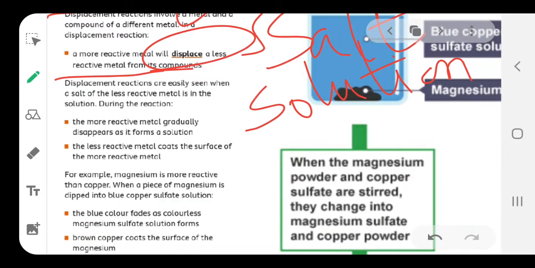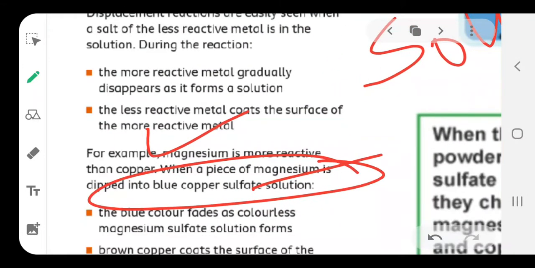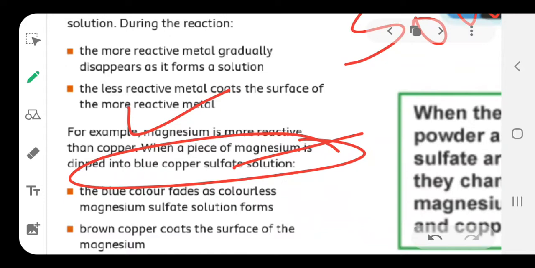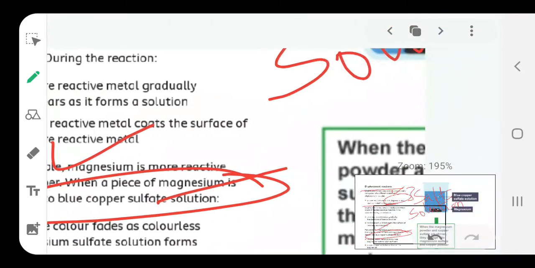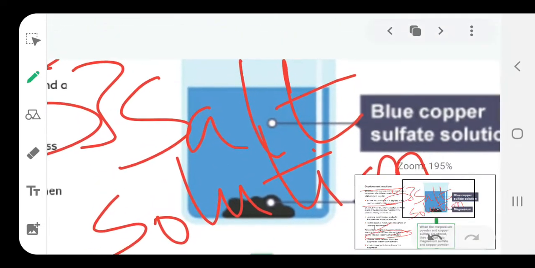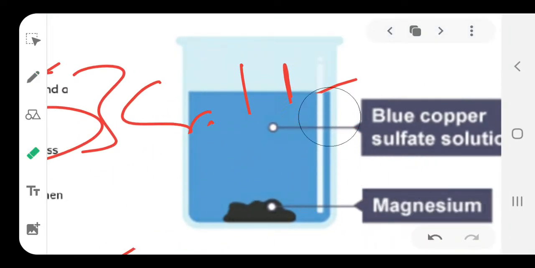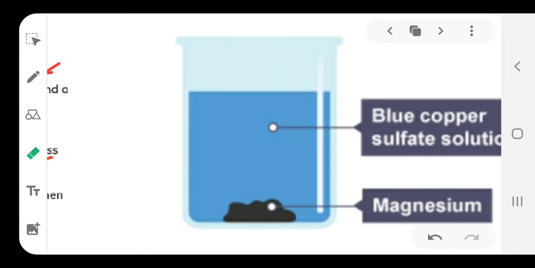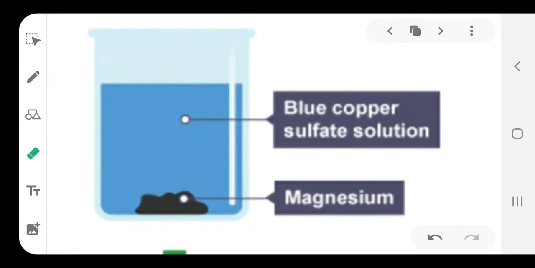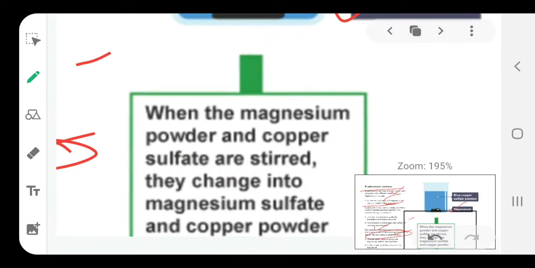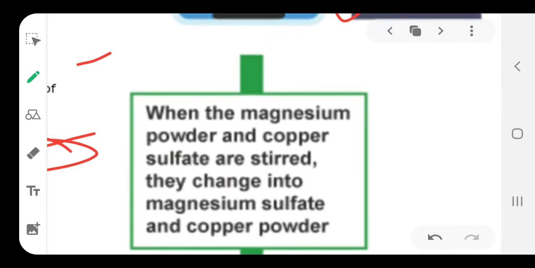So here we can have this activity that they have taken magnesium because it is more reactive than copper. So we place magnesium in blue copper sulfate solution. Okay. So the copper sulfate solution color is blue. And when we place magnesium into this particular solution, as you can see in the diagram, the blue color of copper sulfate just disappears or fades out.